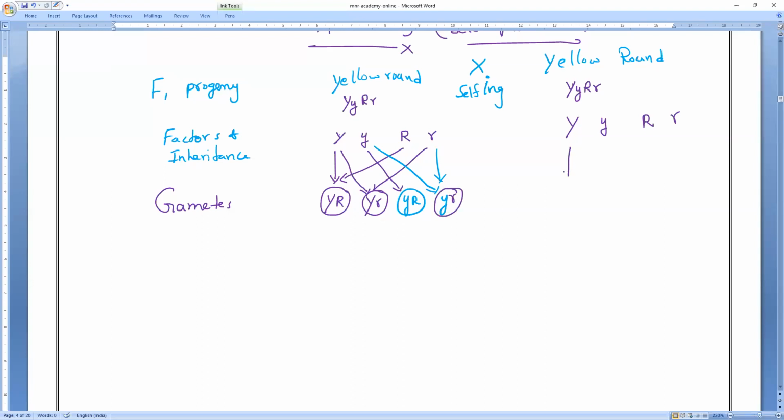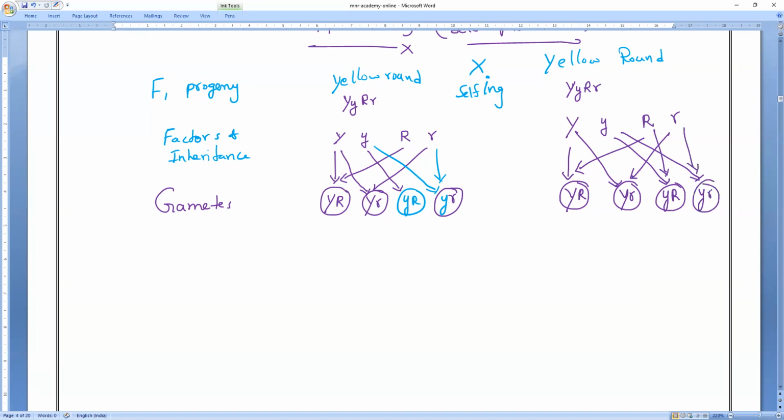Same way here also, 4 gametes. Speak loudly, what are they? Capital Y, capital R, one gamete. Second one, capital Y, small r. Next one, small y, capital R, third gamete. Next one, small y, small r. So these are the 4 gametes. Anybody having any problem, you can ask me. Unless you understand the gamete formation, it is impossible to study the F2 generation.